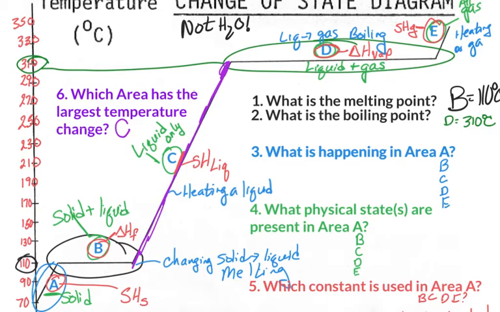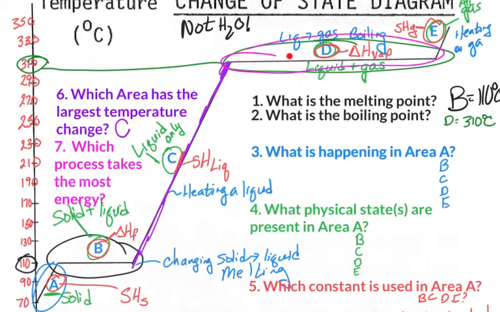and we know that that is going to be heating the liquid. And which one takes the most energy? The one that takes the most energy is the one that takes the most going across in the horizontal direction, and that's going to be letter D, which we saw was the boiling point.